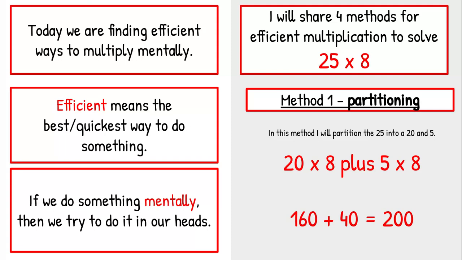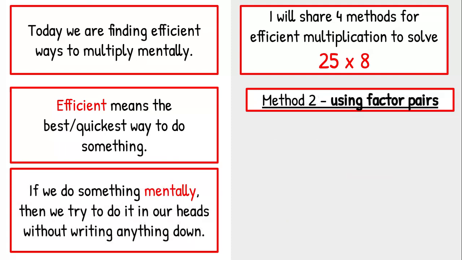I can do 2 times 8 is 16, so 20 times 8 is 160, and then plus 5 times 8, which is 40. And then I add them both together and I make 200. You'll see that I've used some jottings that are writing in red. Now, if you want to use jottings to help you, you're welcome to, but you don't have to use them.